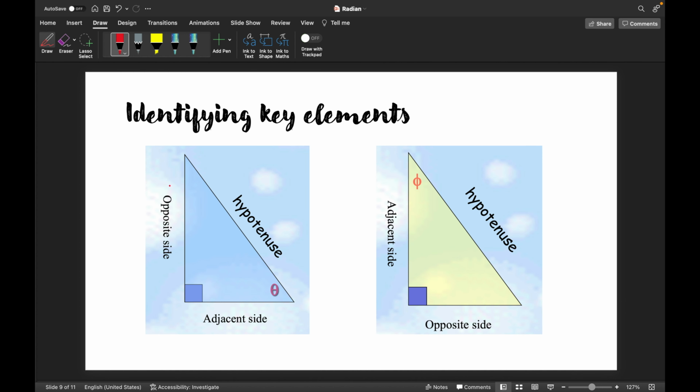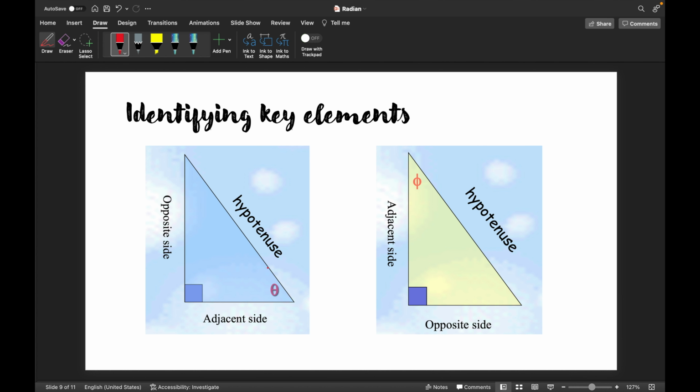And now we're moving on to sine and cosine. For that, we just need to identify certain things. So first of all, you need to know what a hypotenuse is. It's going to be this line. We've learned this in Pythagoras theorem in like 6th grade, 5th grade.